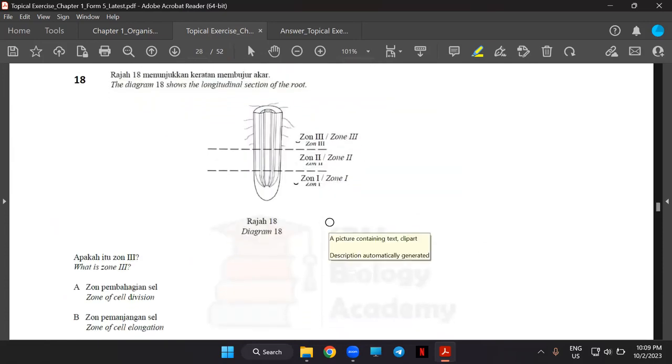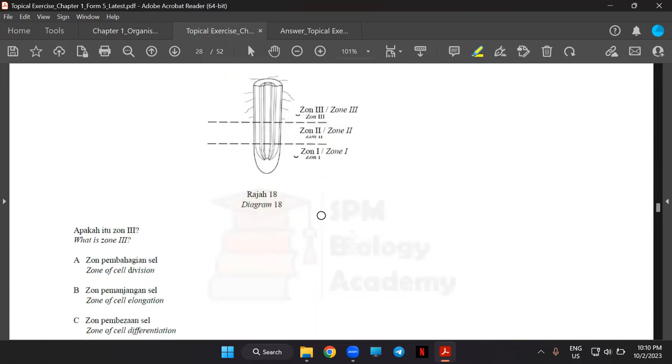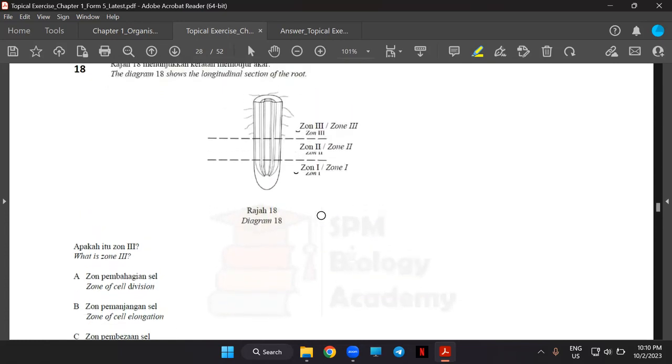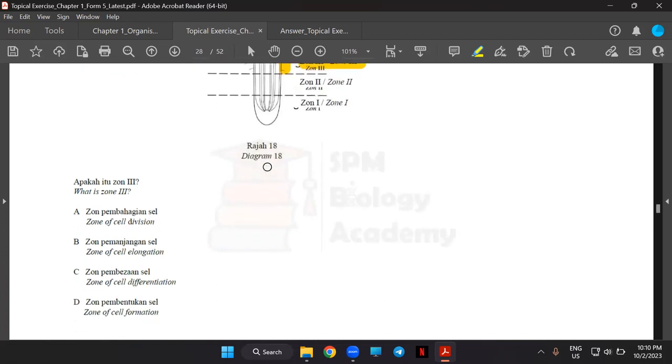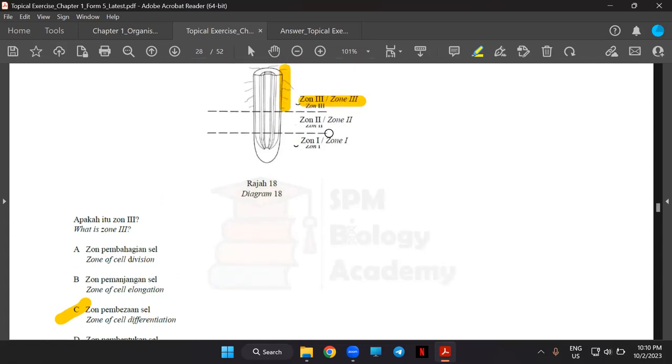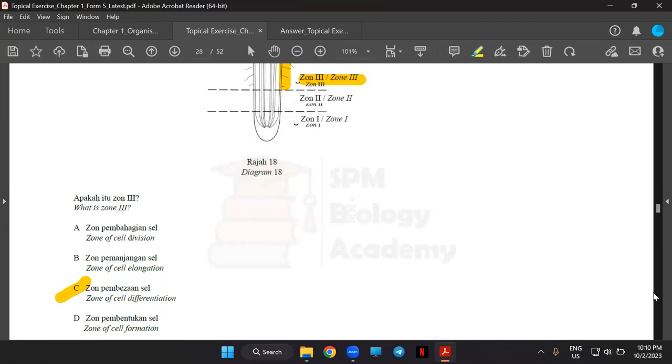Rajah 18 menunjukkan keratan membujur akar. The diagram 18 show the longitudinal section of the root. Okay, so what is zone 3? Jadi kalau kamu tengok zone 3, you nampak root hair sudah keluar. Kalau ada root hair, bermaksud zone of cell differentiation. Zon pembezaan sel. Kalau ada root hair. Jawapannya C.